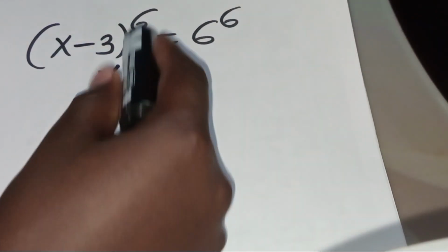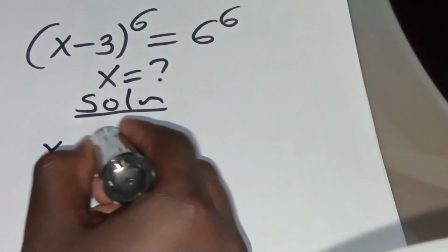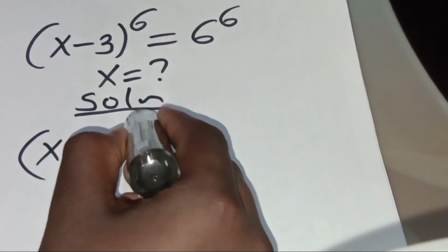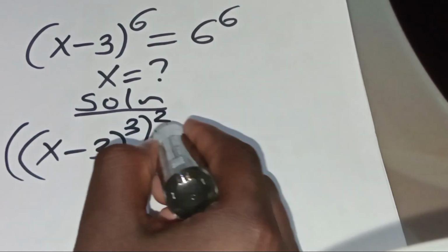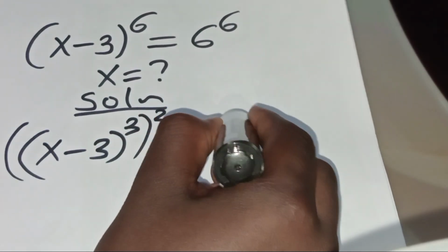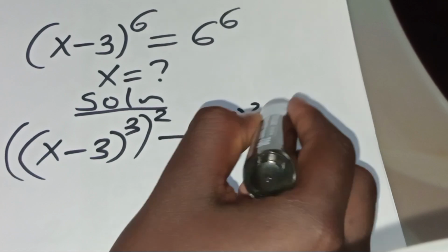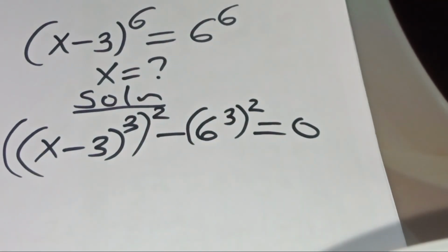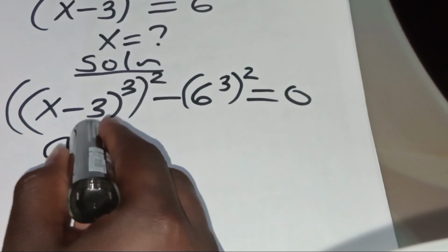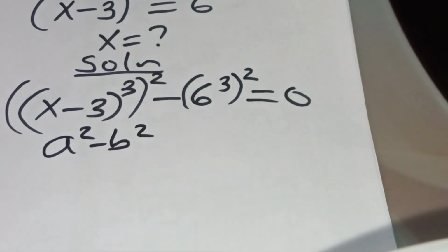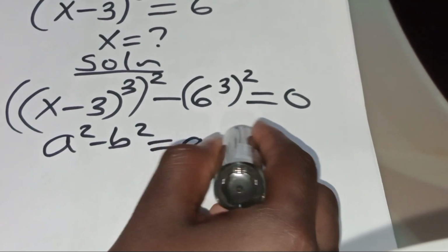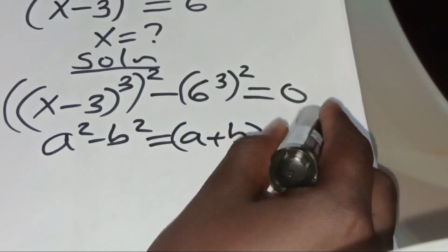We can begin by expressing (x - 3)^6 as ((x - 3)^3)^2, minus (6^3)^2, which is equal to 0. Now, as you can see, this is in the form of the difference of two squares, a squared minus b squared, which we can express as (a + b)(a - b).